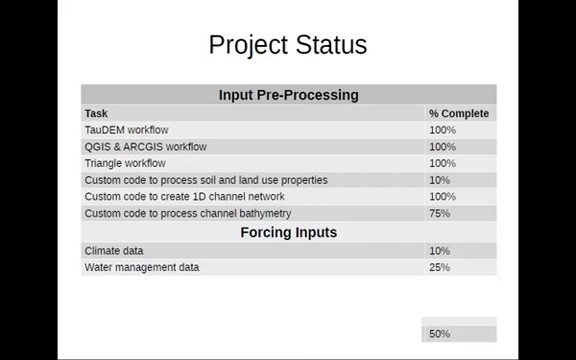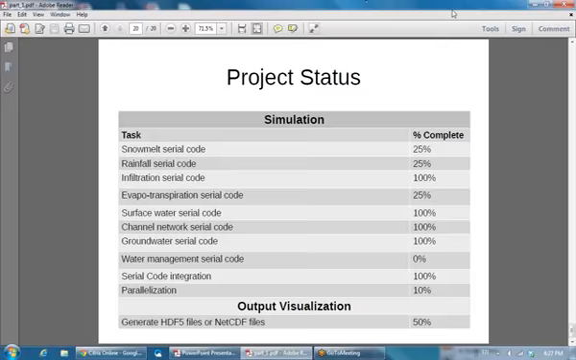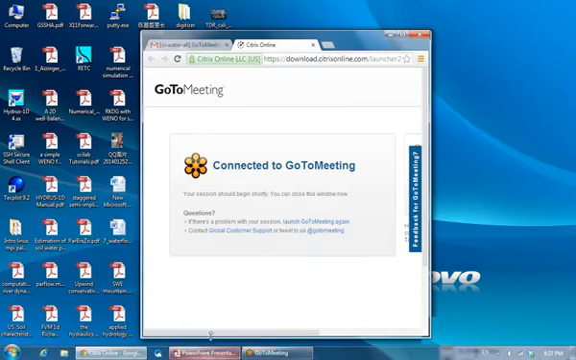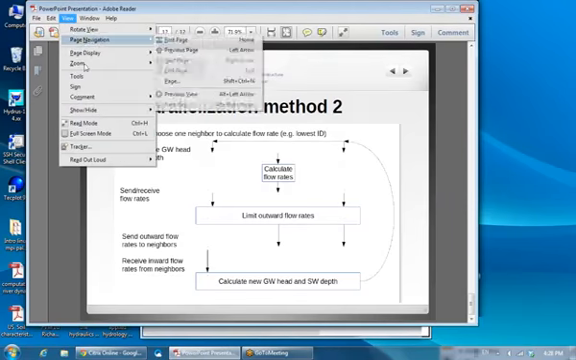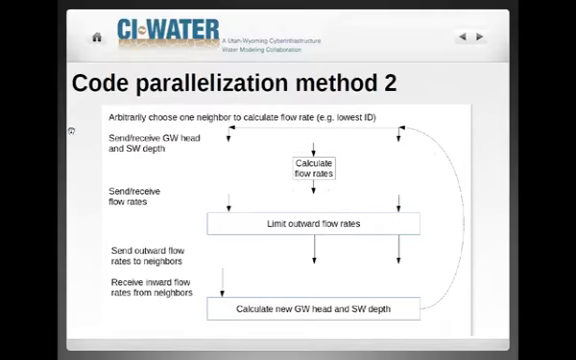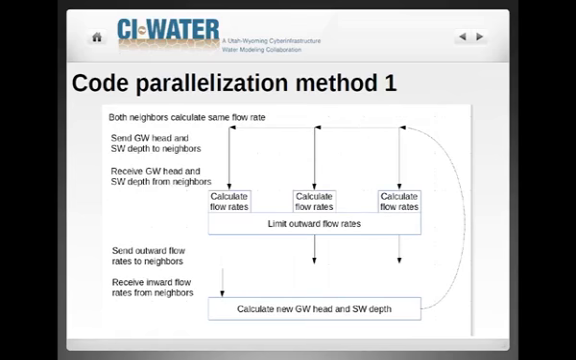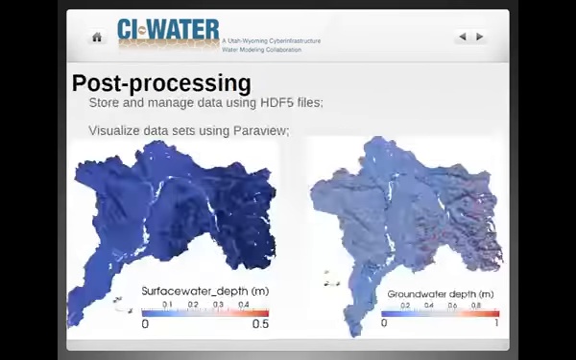Output visualization, we can write these HDF5 files and visualize them with ParaView. That, I think, is the end of this part of the presentation. I have to switch to part 2. Now, where's the stuff from Zane in this part? Okay. All right. So the code parallelization, that's the last page. Thank you for correcting me on that.